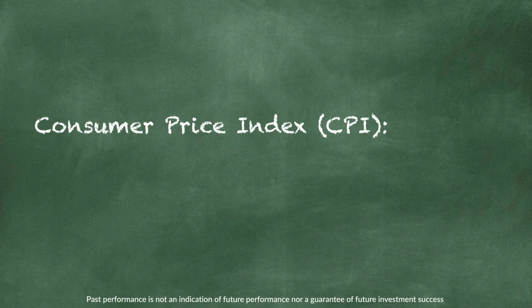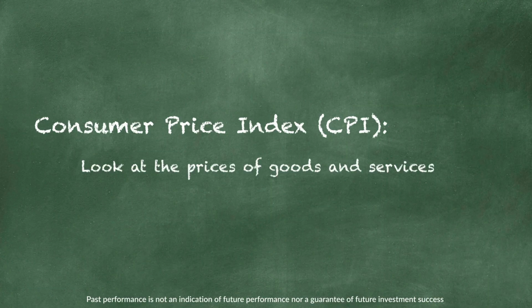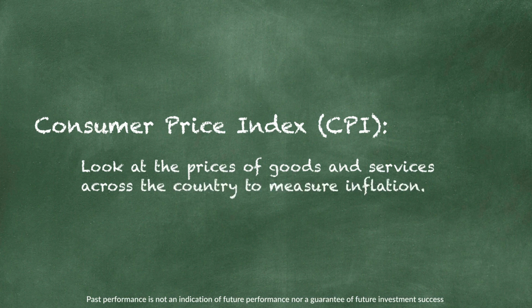The Russell 2000, for example, focuses its attention on 2,000 of U.S. small cap companies. The S&P 500 is 500 of the largest companies listed on stock exchanges in the U.S. There are other indices which measure the economy, such as the Consumer Price Index, which looks at the prices of goods and services across the country to measure inflation.